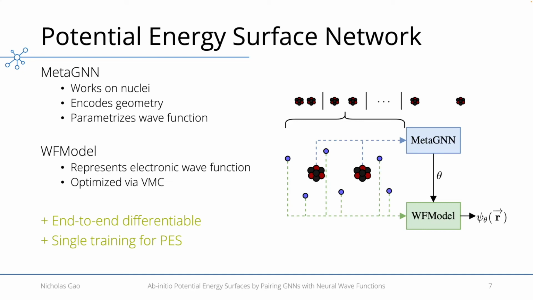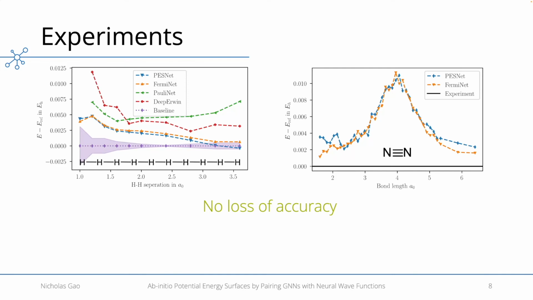In our experiments, we could show that our potential energy surface network shows no loss in accuracy in common benchmark geometries, like the hydrogen chain or the nitrogen molecule. Further, if we look at the training times, we find significant speedups of up to 43 times depending on the number of geometries one wants to evaluate.